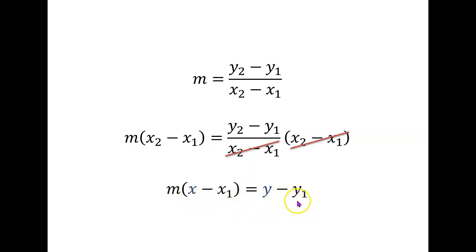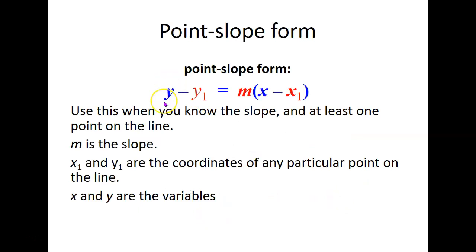It's usually written with the y part on the left and the m and x part on the right, so it looks like this. And it's called point-slope form because it involves a point and the slope. So you can use this form of a linear equation to write an equation for a line when you know the slope and at least one point on the line.